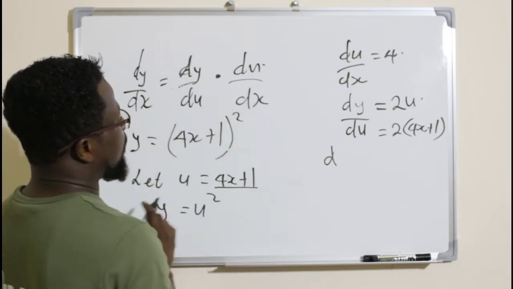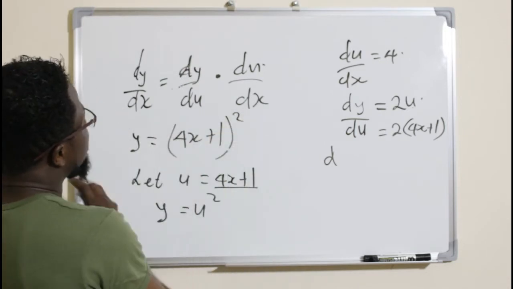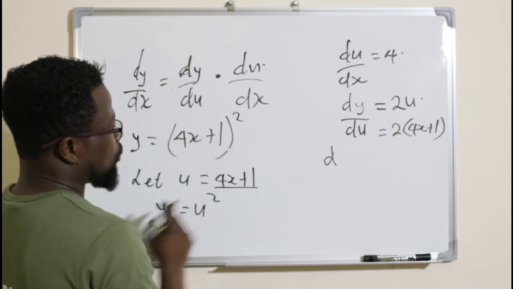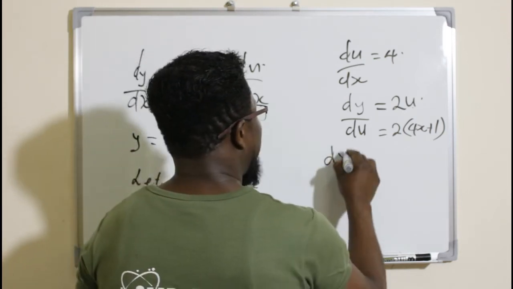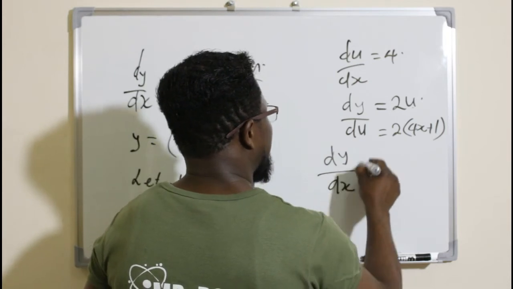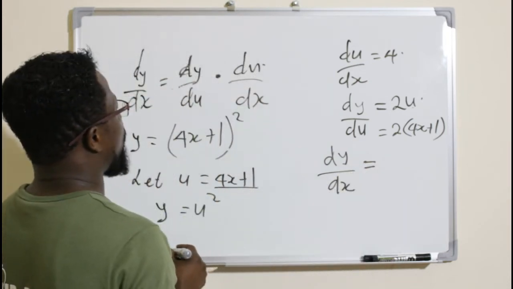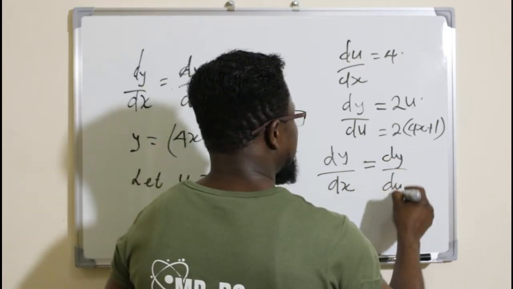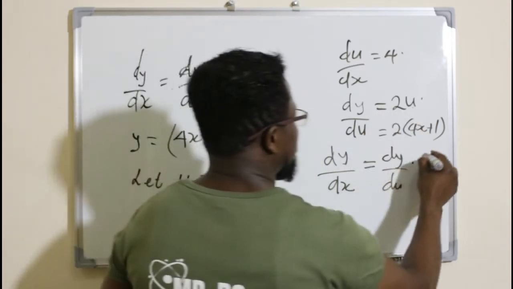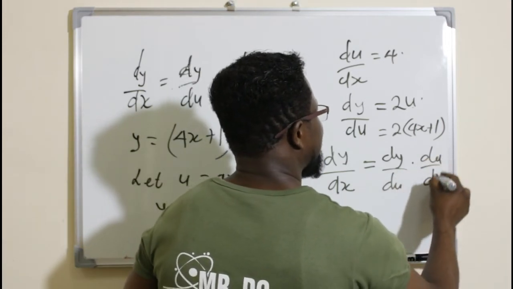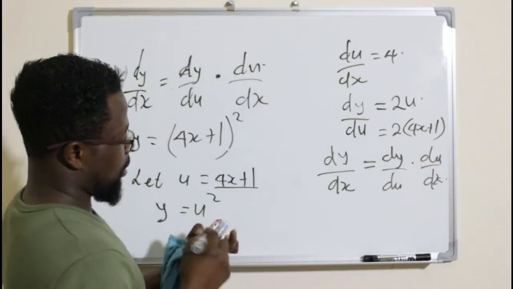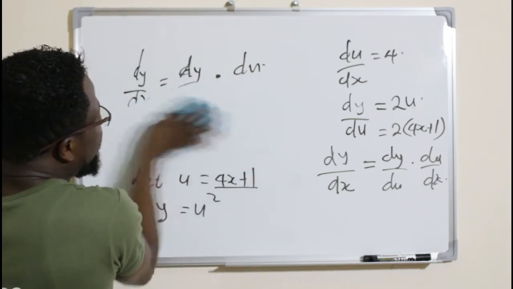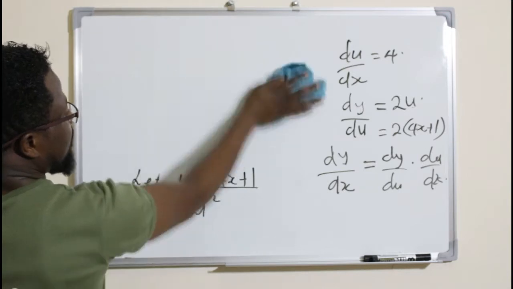And once I have that, we can go ahead and finish up. Now this is what I was given. So I need to find y with respect to x. So that becomes dy/dx, and that is simply equal to dy/du multiplied by du/dx. Okay. Now we're going to substitute the values and solve for that.